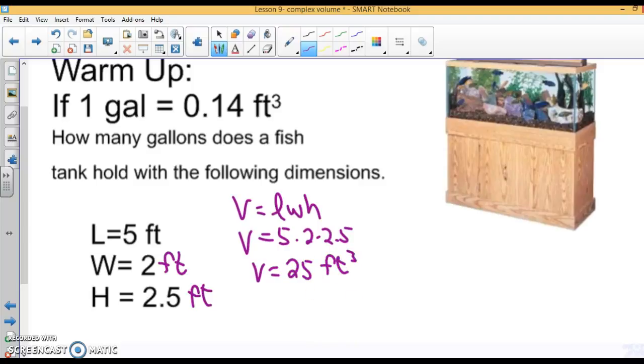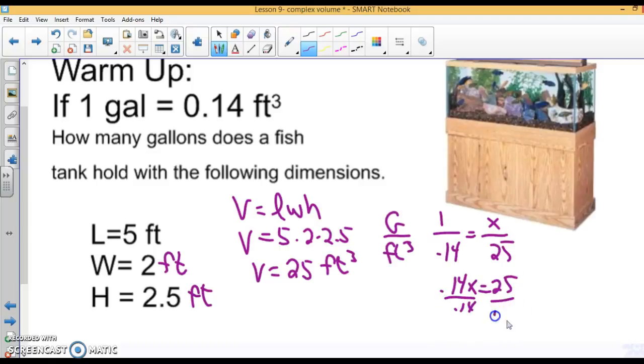Well, we need to figure out gallons. So I'm going to set up a proportion. I'm going to do gallons over cubic feet. So 1 gallon is 1/1400 of a cubic foot. We've got 25 cubic feet. We want to know how many gallons. So cross multiply, divide both sides by 1/1400, and I get X is 178.57. And what are we talking about here? Gallons.